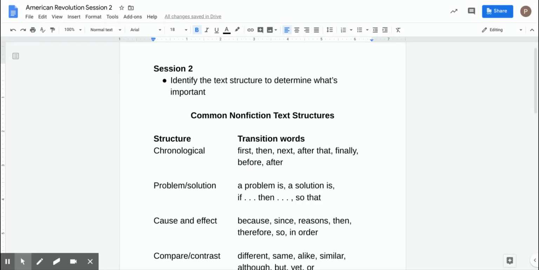We're going to be doing session 2 today, talking about the American Revolution and doing some nonfiction research. And today's focus is going to be on the text structure. We've talked about text structure a while ago, but this is just going to be a little reminder of some of the things that we have.